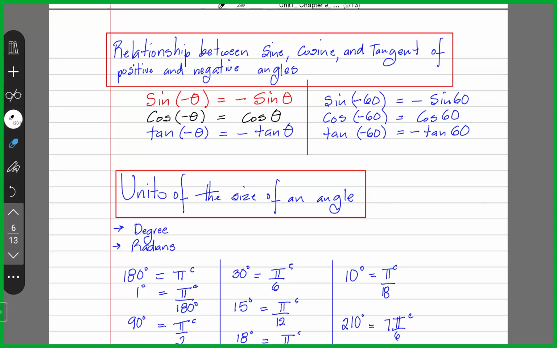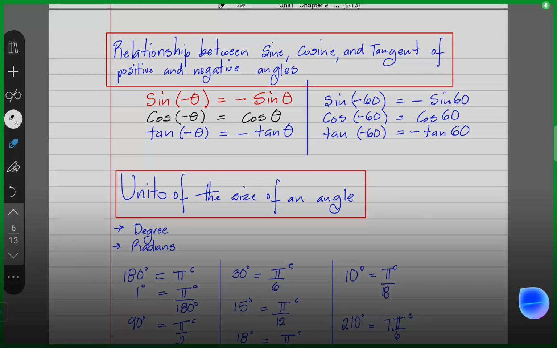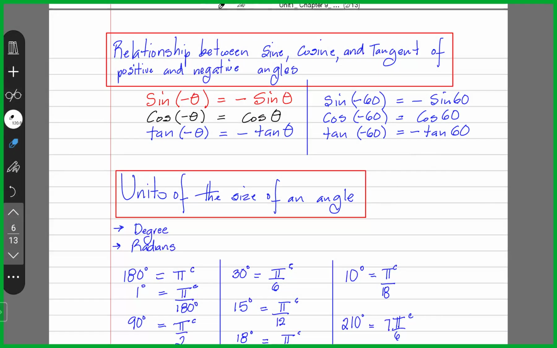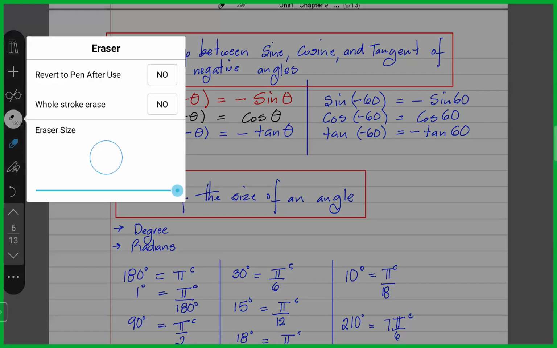The tangent of minus theta is equal to minus the tangent of theta. So the tangent of minus 60 is equal to minus the tangent of 60. Information like this can be relevant sometimes, so it's knowledge you want to have at your fingertips.